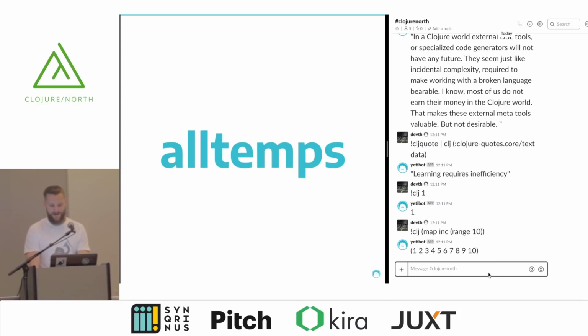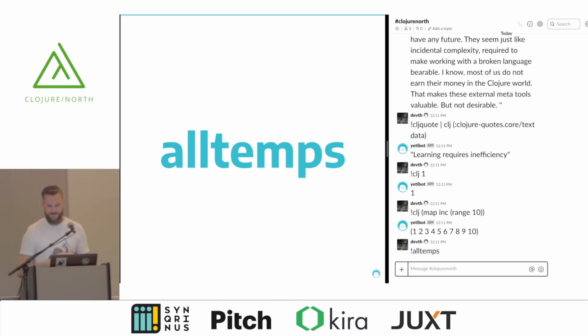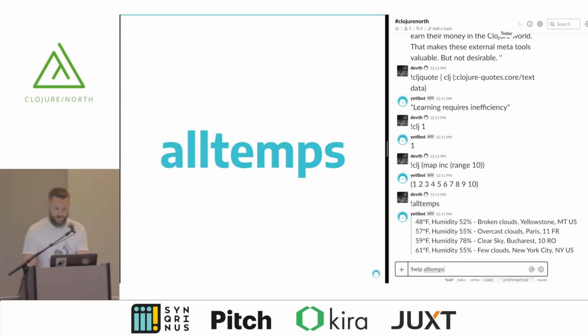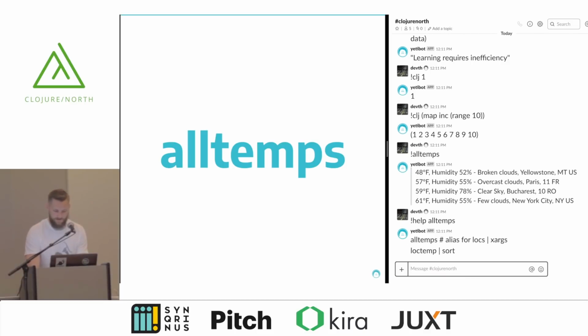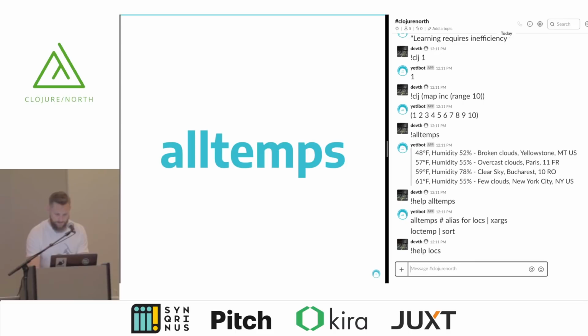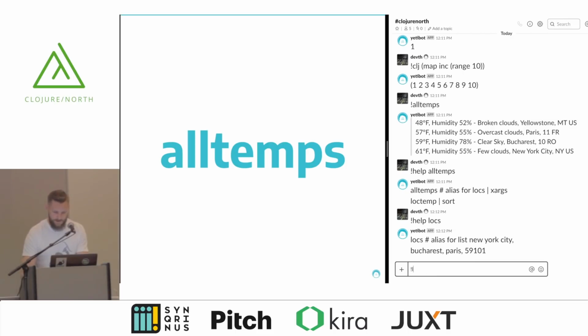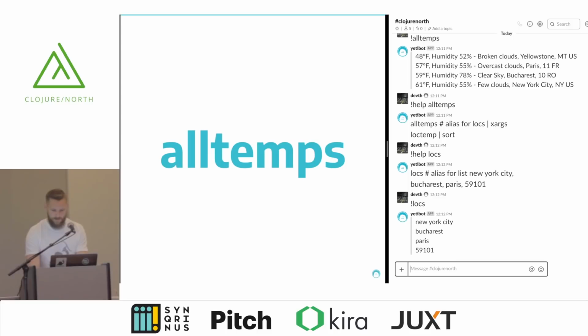Next, we'll look at aliases. If we run all temps, this lists the weather for locations that all the Yetibot core contributors live in. Montana, that's me. We have another contributor in Bucharest, New York, and Paris. If we want to see how this works, we can ask for help on all temps, and we can see it's an alias for this expression. If we break that down, we can ask for help on locs and see that's a list of these locations. We can construct a list just using the list command and commas to separate each item. If we run that, it outputs each item on its own line.